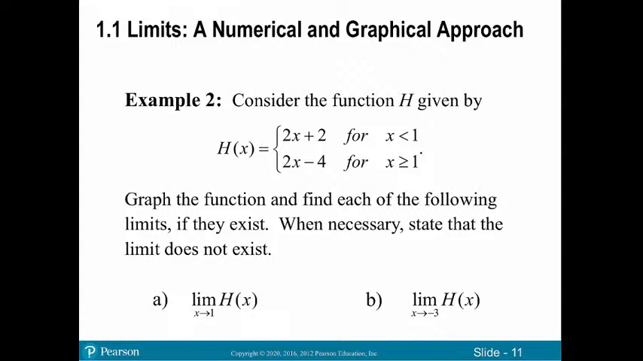Right? And then for part B, as x approaches -3, now for -3, we're just going to be using line 1.